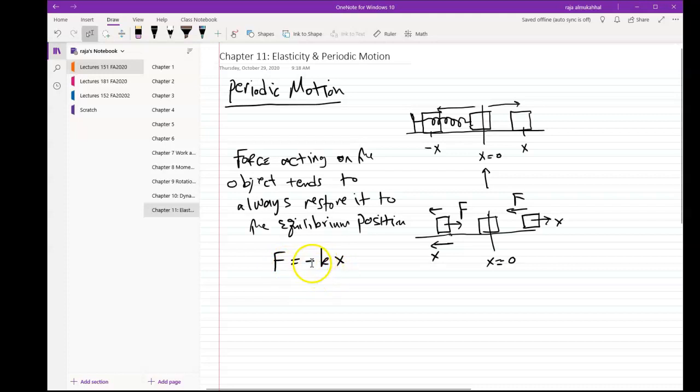So the minus sign here indicates they are in opposite direction. They're not in the same direction. If it's in the same direction, eventually the object is going to stop. It's not going to oscillate. So the purpose of the oscillation, really, or the periodic motion, is this negative sign, that the displacement and the force are always in opposite directions. Okay, and k here, like I said, is called the spring constant.